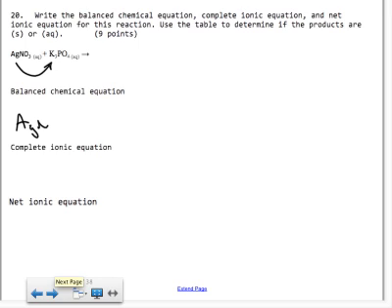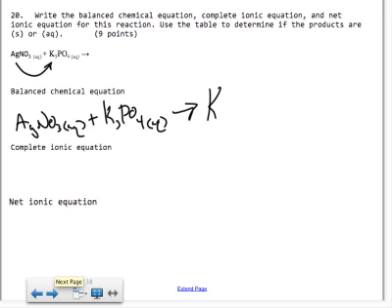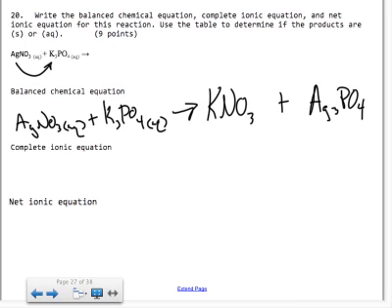So silver nitrate, which is aqueous, reacts with potassium phosphate, which is also aqueous, and the products are going to be the reverse. We're going to have potassium nitrate, because the K and the Ag trade places. Anything with nitrate is going to be aqueous. And then the other is going to be Ag3PO4. Silver is +1, phosphate is -3, so you need 3 silvers there. To look at the chart again, potassium is soluble with pretty much everything, and nitrate is soluble with pretty much everything.